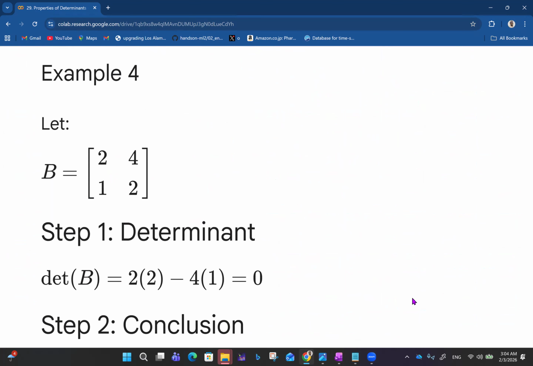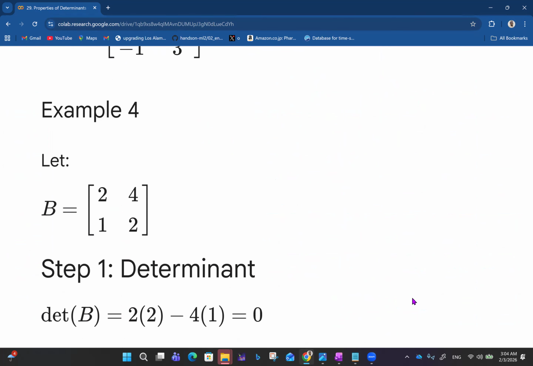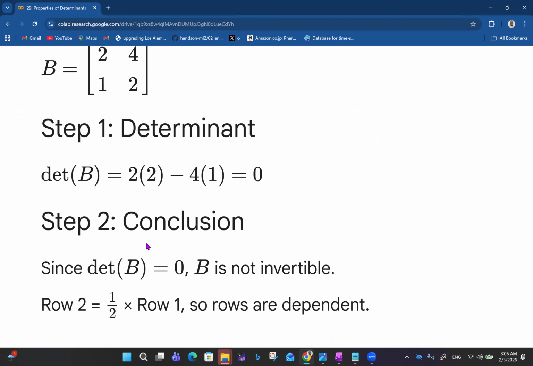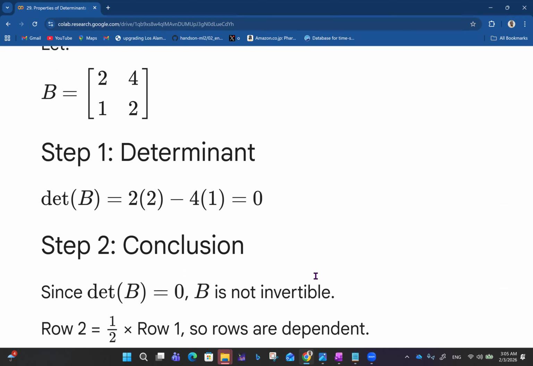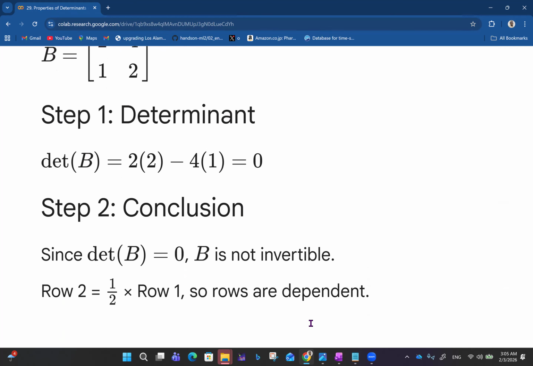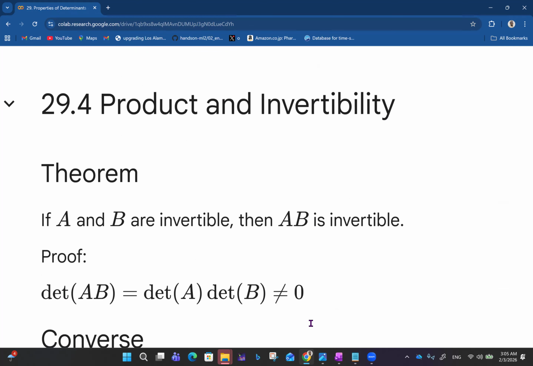So for example 4 now, we have a unique situation. You can see 2, 4 is a multiple of 1, 2. So first of all, find the determinant. That's 2 times 2 minus 4 times 1, which is 0. So that matrix has no inverse. The conclusion is that since the determinant of B is 0, B is not invertible. And of course, we can see from the matrix already that row 2 is half of row 1, so the rows are dependent. That's why the matrix is singular.